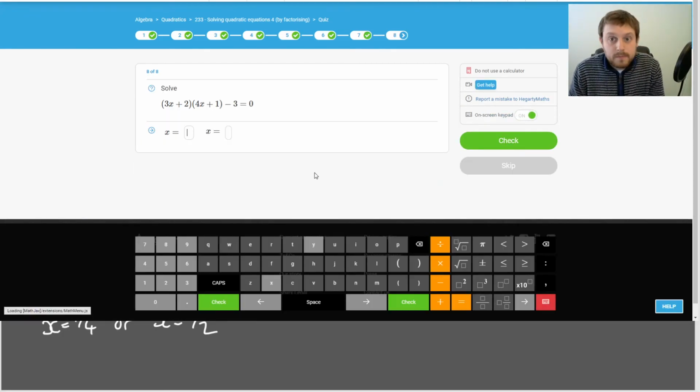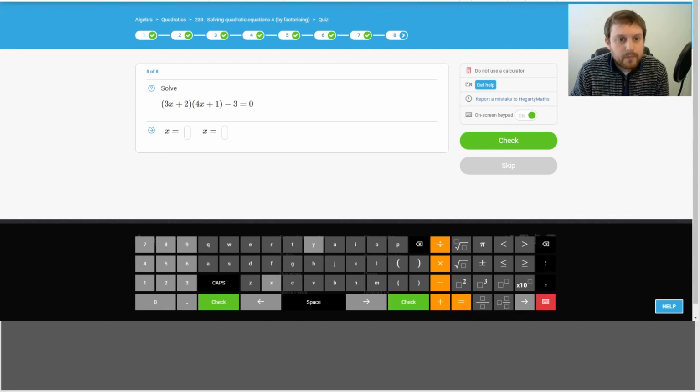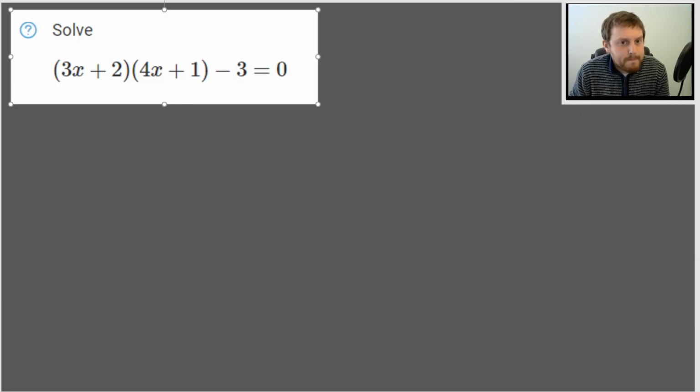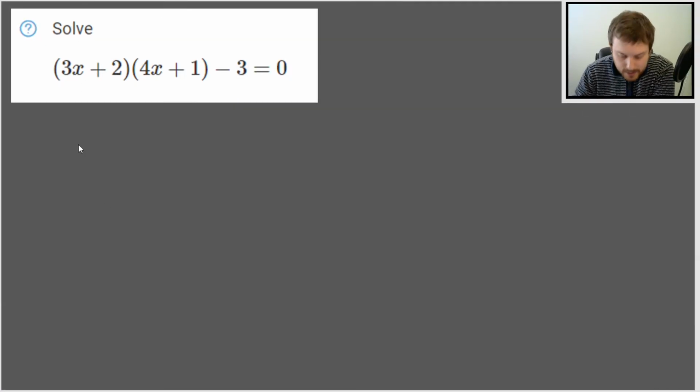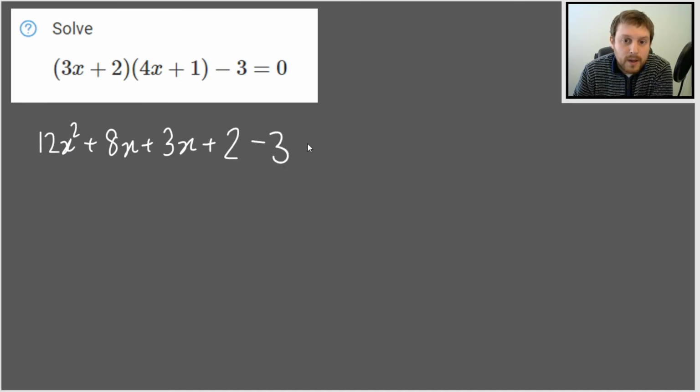And then, last one. Right, let's just do this quickly. So this is 12x squared plus 8x plus 3x plus 2 minus 3 equals 0. You might need to take a bit more time to do this, but you know how to do this, that's the point. So I'm not going to take ages about it.